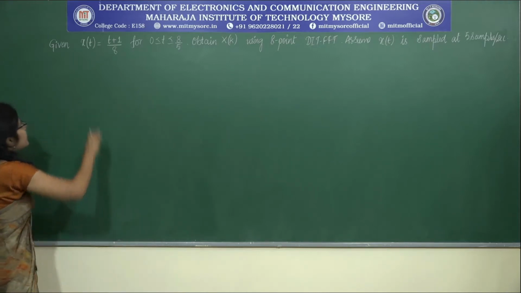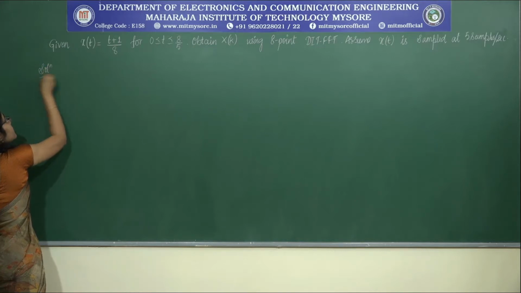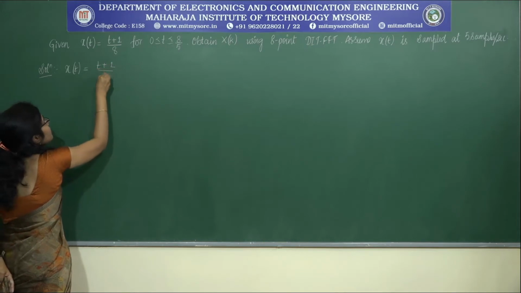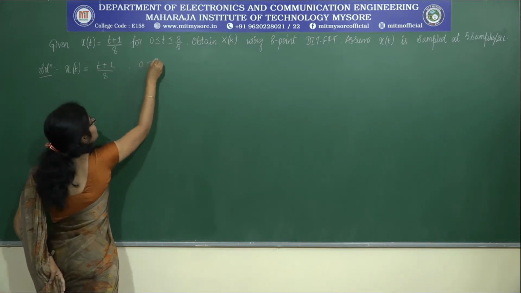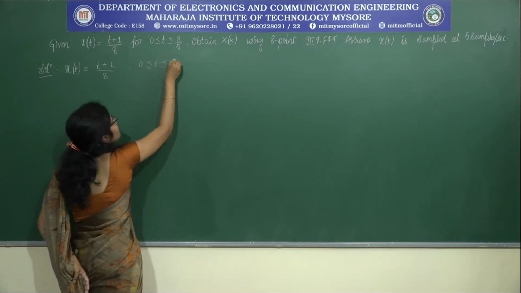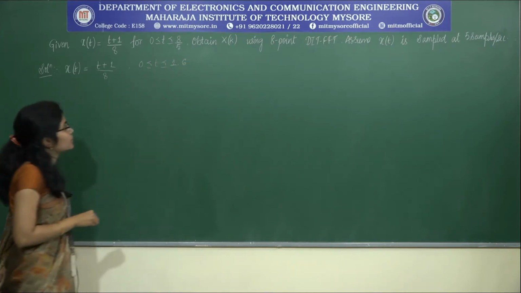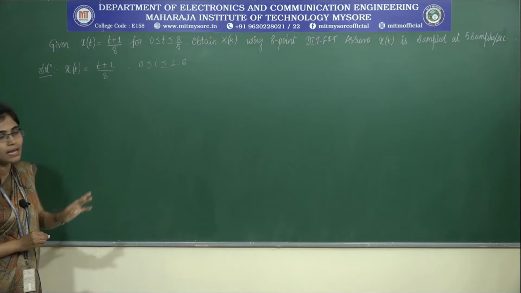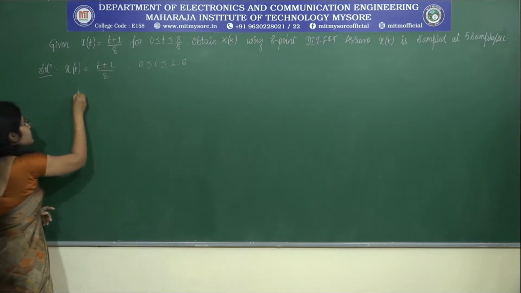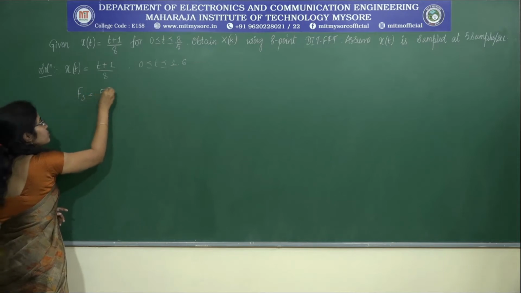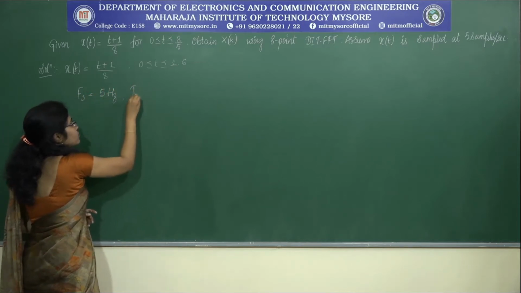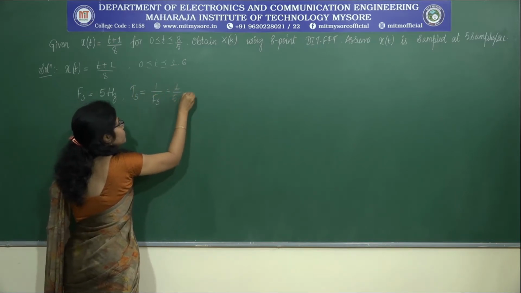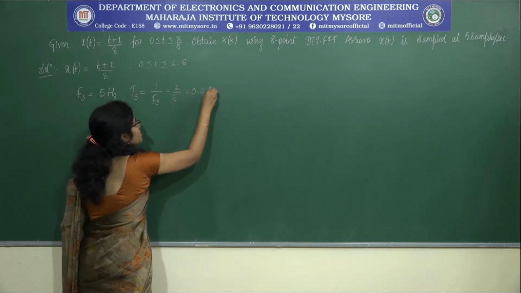So what is the given data? They have given x of t. X of t is equal to t plus 1 by 8 for t ranging from 0 to 8 by 5, which is 1.6. Now what they have told us is x of t is sampled at 5 samples per second, which gives us the data f of s equal to 5 hertz. Now I need to find out t of s, which is equal to 1 by fs, which is equal to 1 by 5, which is equal to 0.2 seconds.